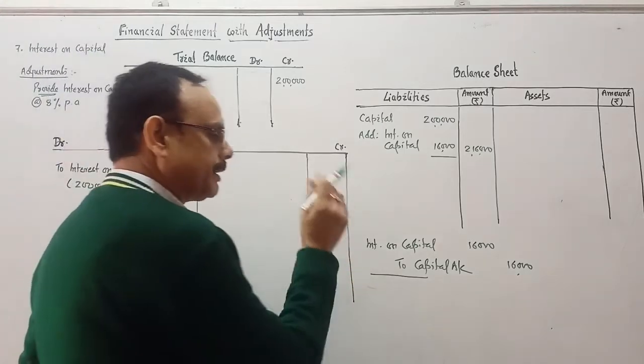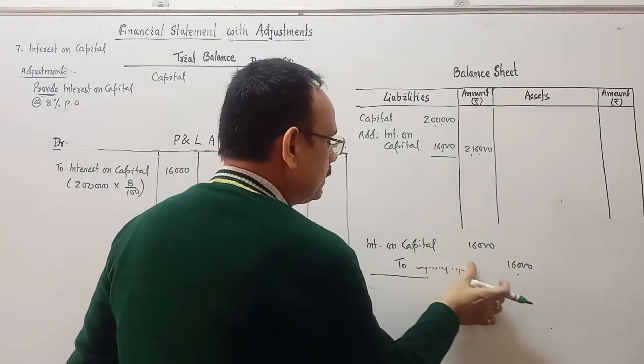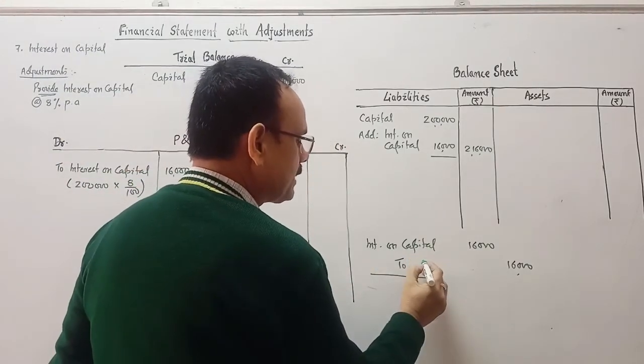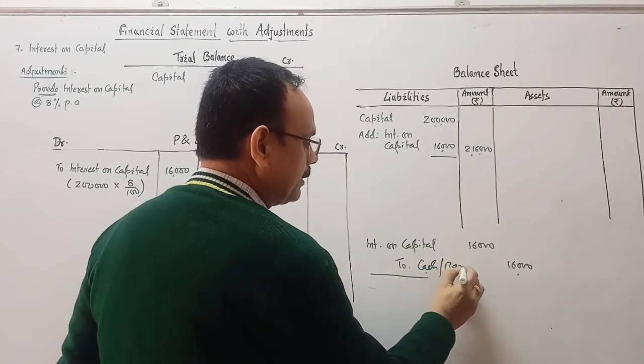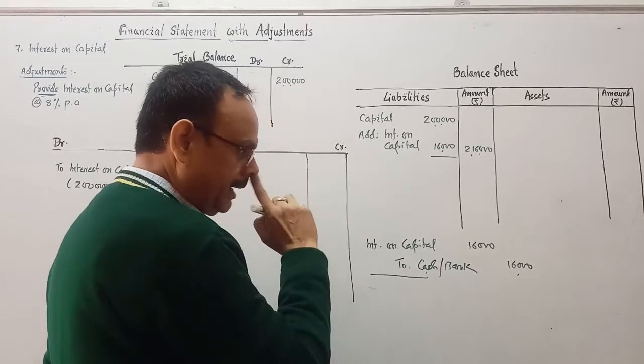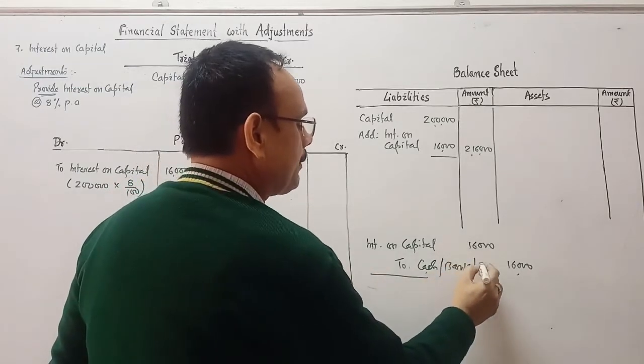If interest on capital is paid, then interest on capital account is debited to cash account or bank account. If it is not paid, then it is transferred to the capital account.